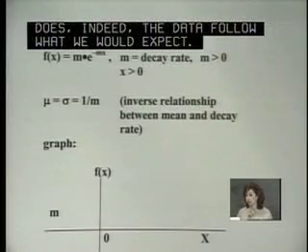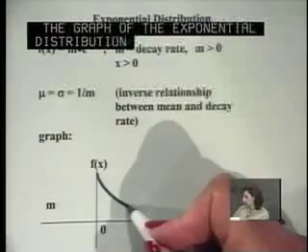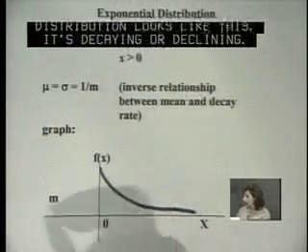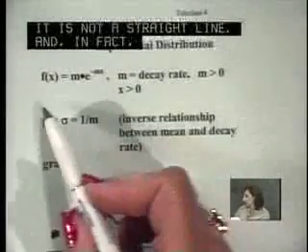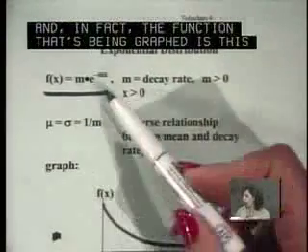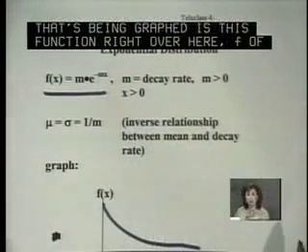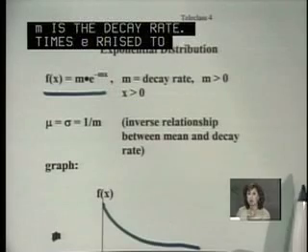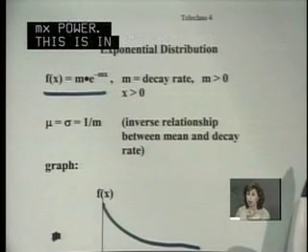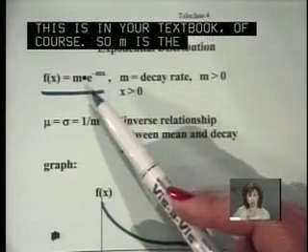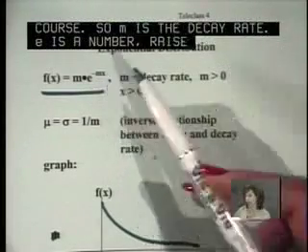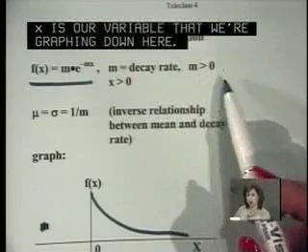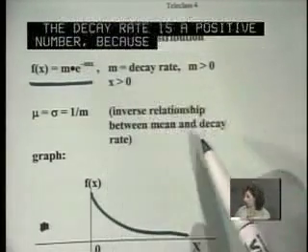The graph of the exponential distribution looks like this. It's decaying or declining. It's curved. It is not a straight line. And in fact, the function that's being graphed is this function right over here: f(x) equals m, where m is the decay rate, times e raised to the negative mx power. And this is in your textbook, of course. So m is the decay rate, e is a number raised to the negative mx power, and x is our variable that we're graphing down here. The decay rate is a positive number because the negative is built into the formula.